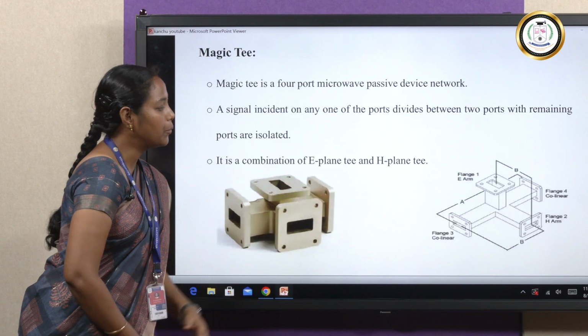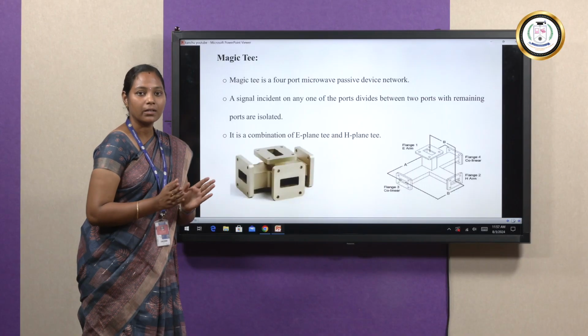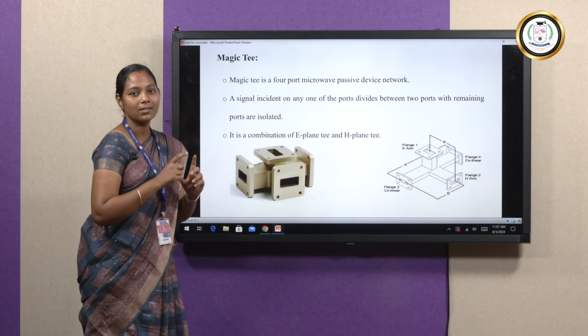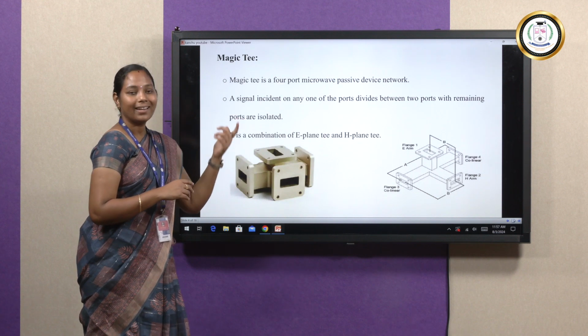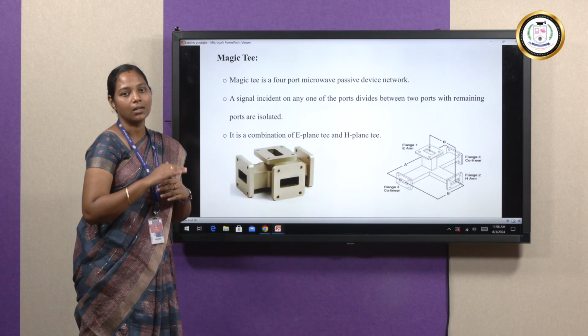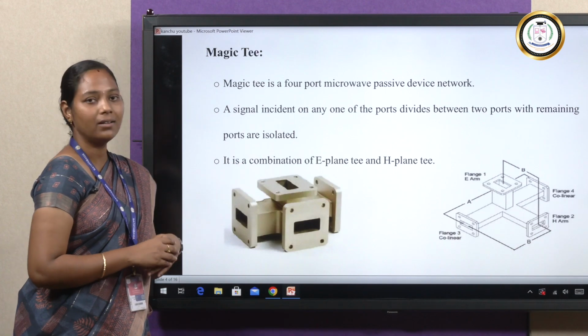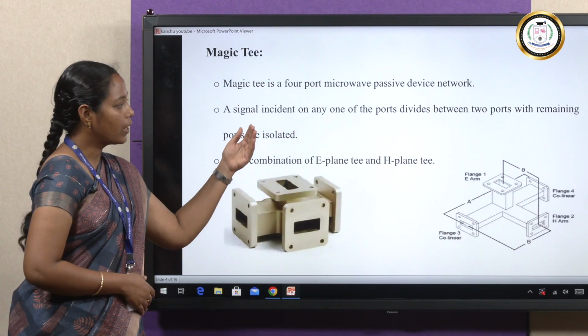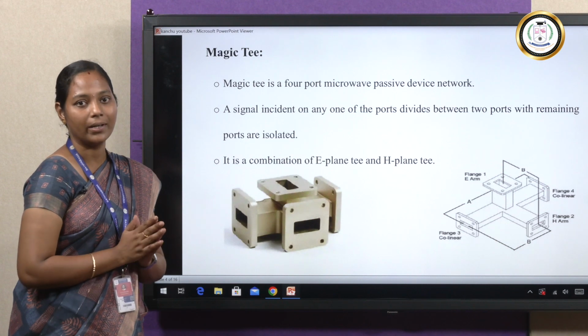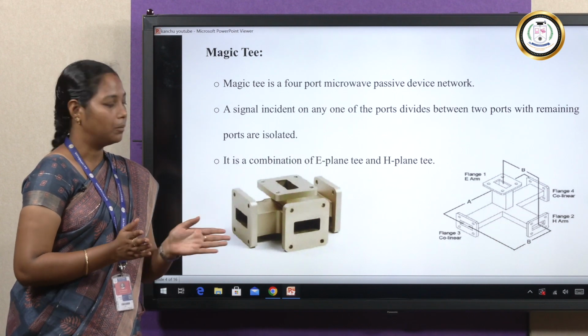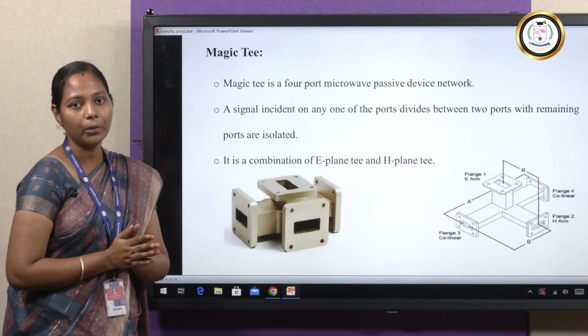If you give the input at the third port, it will split to the first port and second port, which are the collinear arms. The E port will be isolated or terminated. It is vice versa for the E port. If you give signals at the E arm, the H port will be terminated and isolated, and the signal will move on to port 1 and port 2, the collinear arms.